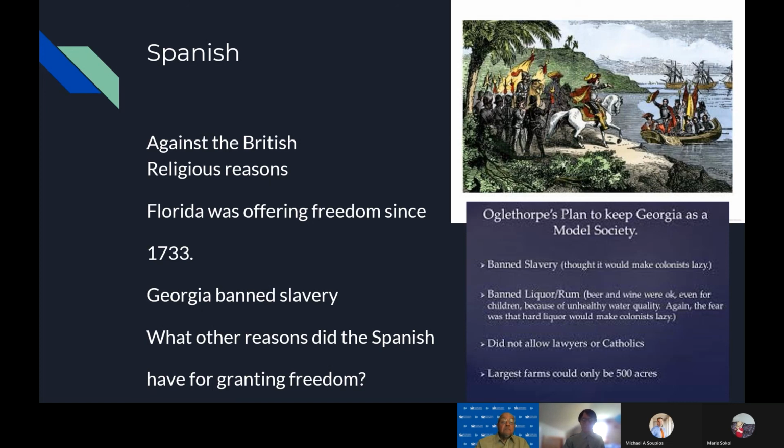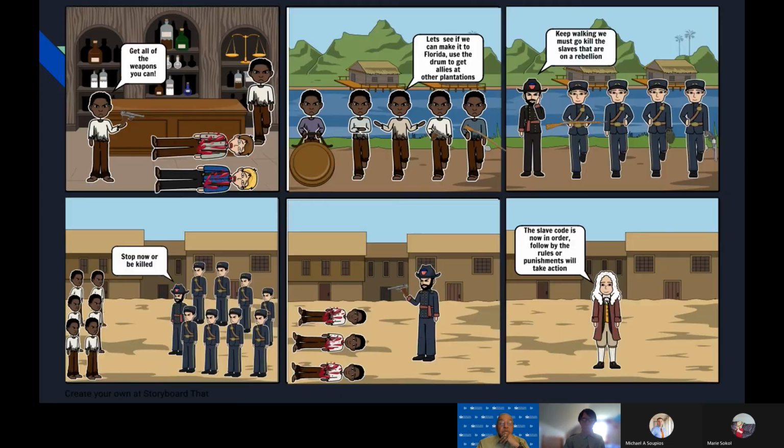And there were obviously a few other reasons that the Spanish had for granting freedom. They wanted more people to take over this land. So yeah, this conflict between the Spanish and the British led to the Stono's Rebellion, which you can see here. Black slaves went down to a shop and killed the owners, and then they tried to make it to Florida and basically starts this huge uprising of multiple states.